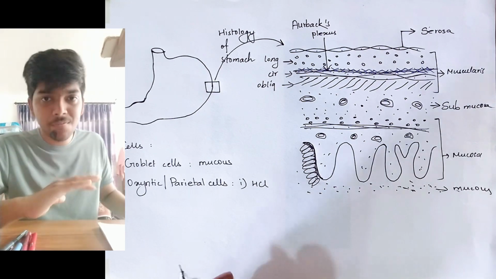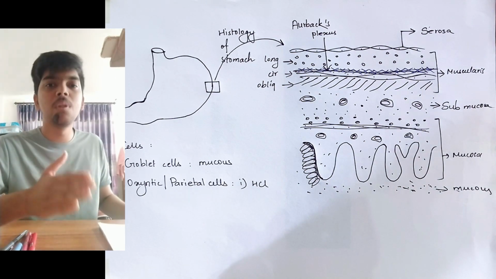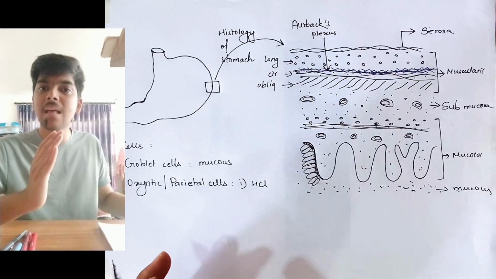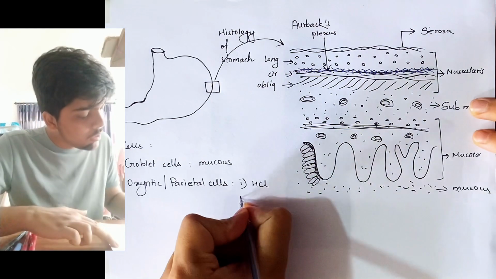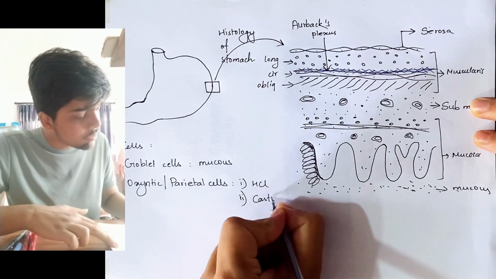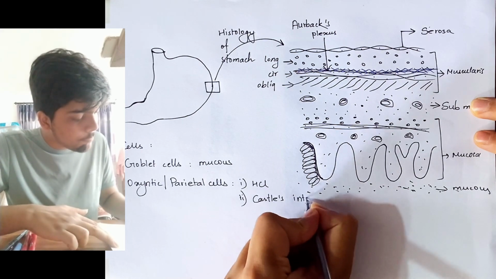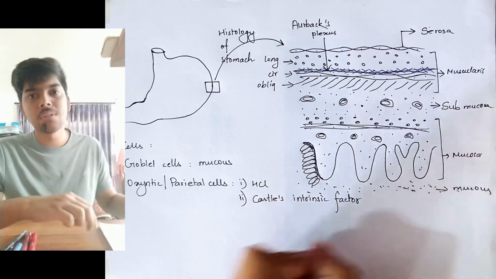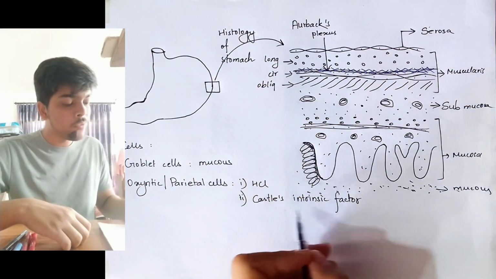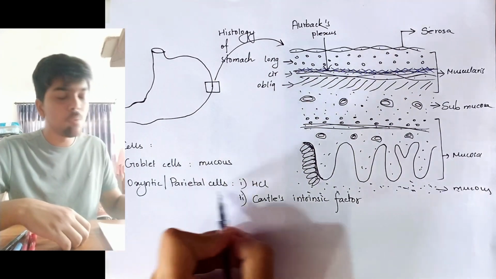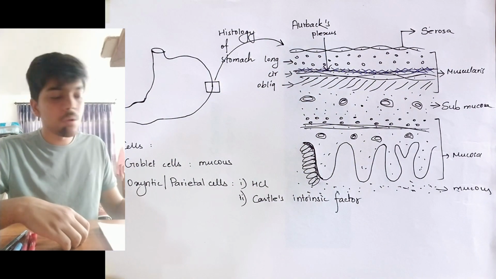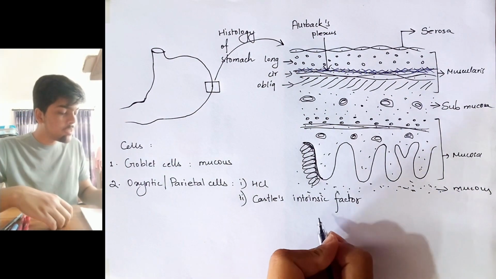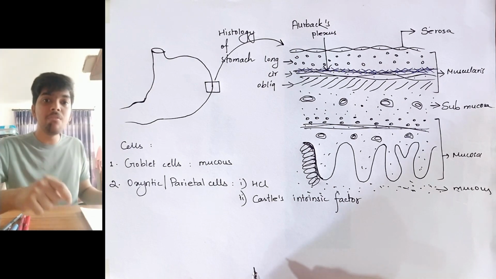If you don't get the functions, no worries, because all these functions will be repeated again under the physiology of digestion. For now, just understand the name of the cells and the secretions of those cells. Number 2, Castle's intrinsic factor. Castle's intrinsic factor is responsible for the absorption of vitamin B12 or cyanocobalamin. Without Castle's intrinsic factor, which is secreted by oxyntic or parietal cells, you can't absorb vitamin B12. For the absorption of vitamin B12, Castle's intrinsic factor is necessary.